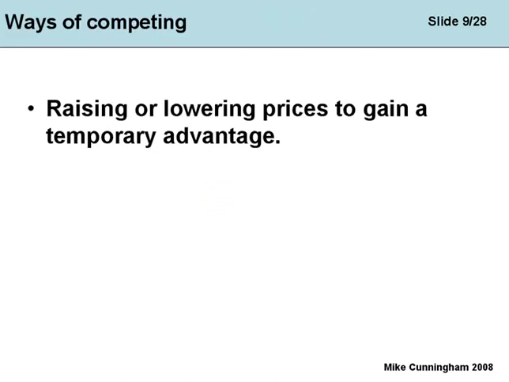One way of competing is by lowering or by raising the price to gain a temporary advantage. That's under the control of the business. The business may determine what the price is. But constant lowering and raising of prices may be counterproductive, as we'll see later on. I'll mention this in a later slide.